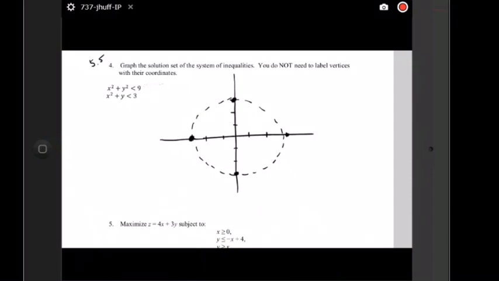So I'm going to use a test point of 0, 0 and plug 0 in for both x and y. And you end up with 0 is less than 9, which is true. So for that top inequality, we're shading inside the circle, not outside. So I'm just putting little arrows here to remind me we're shading inside.